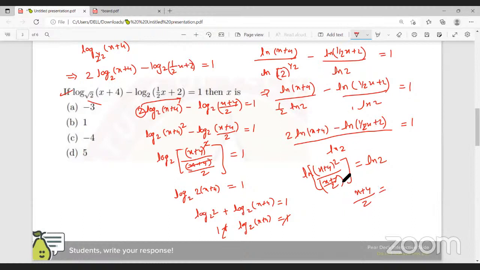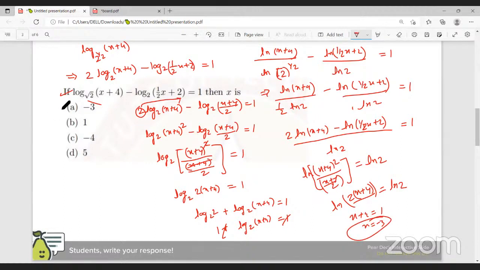No, not x plus 4 by 2. So 2 will go up. 2 into x plus 4 by 2, that is ln, and then ln of 2. Then 2 into x plus 4 is equal to 2. Then I can remove natural log. So 2 to cancel, same. x plus 4 equals to 1, x equals to minus 3.